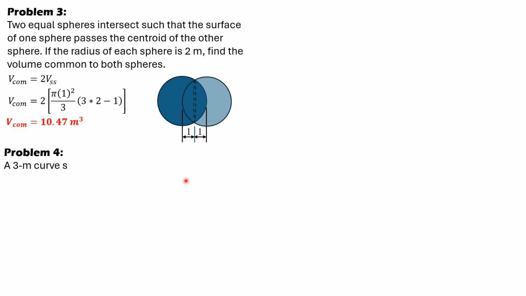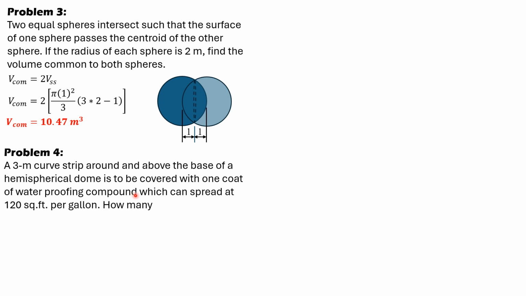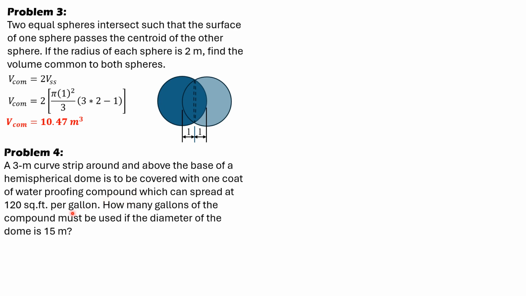Problem 4. A 3-meter curved strip around and above the base of a hemispherical dome is to be covered with one coat of waterproofing compound which can spread at 120 square feet per gallon. How many gallons of the compound must be used if the diameter of the dome is 15 meters?